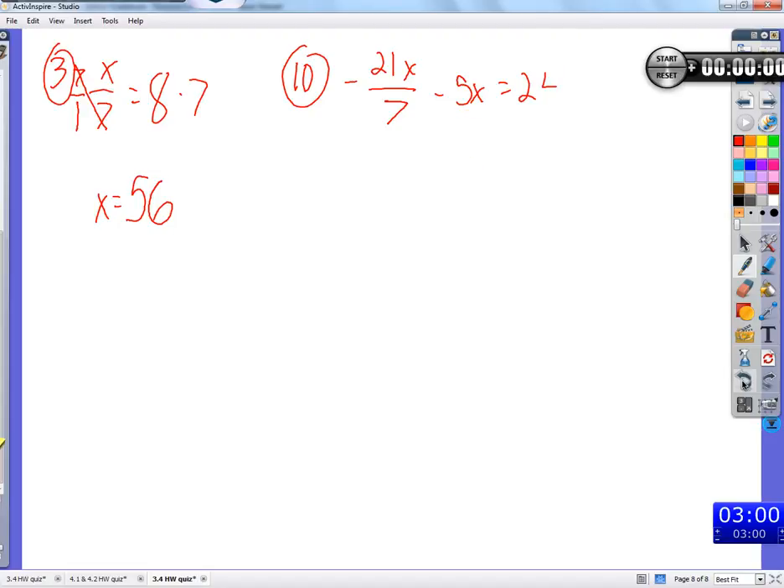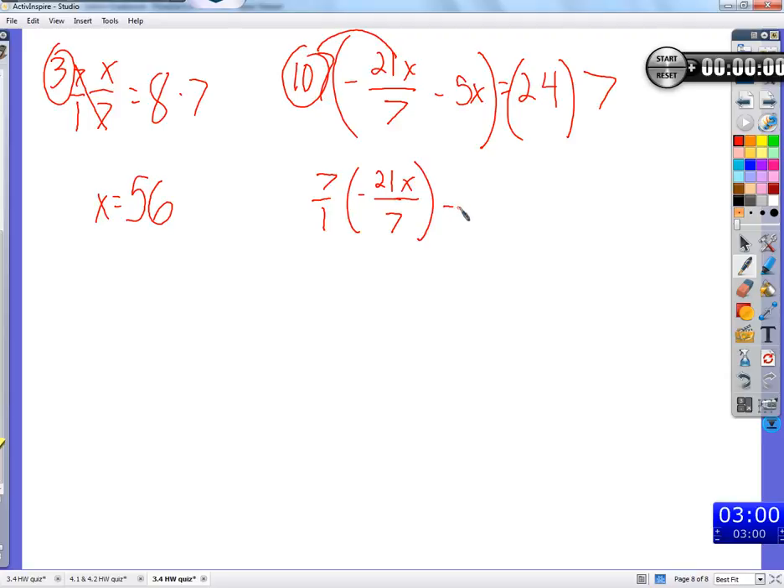Okay. Let's see what that does. Multiply by 7. Okay, so we got to distribute the 7. So we get 7 over 1 times negative 21x over 7 minus 7 times 5x equals 7 times 24.